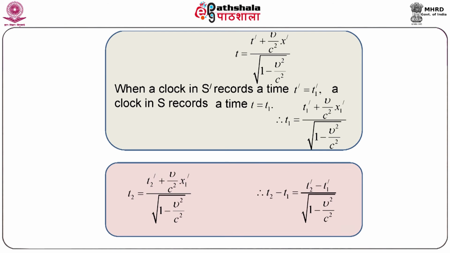If we subtract these two equations, then we get t2 minus t1 equal to t2 dash minus t1 dash divided by square root of 1 minus v square divided by c square. These terms cancel with this one as we are subtracting.